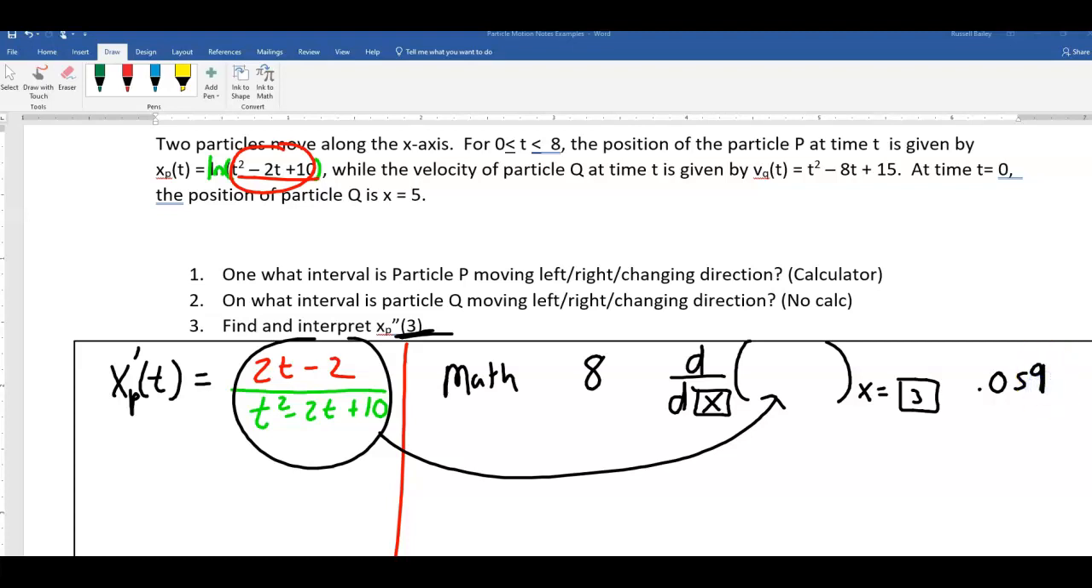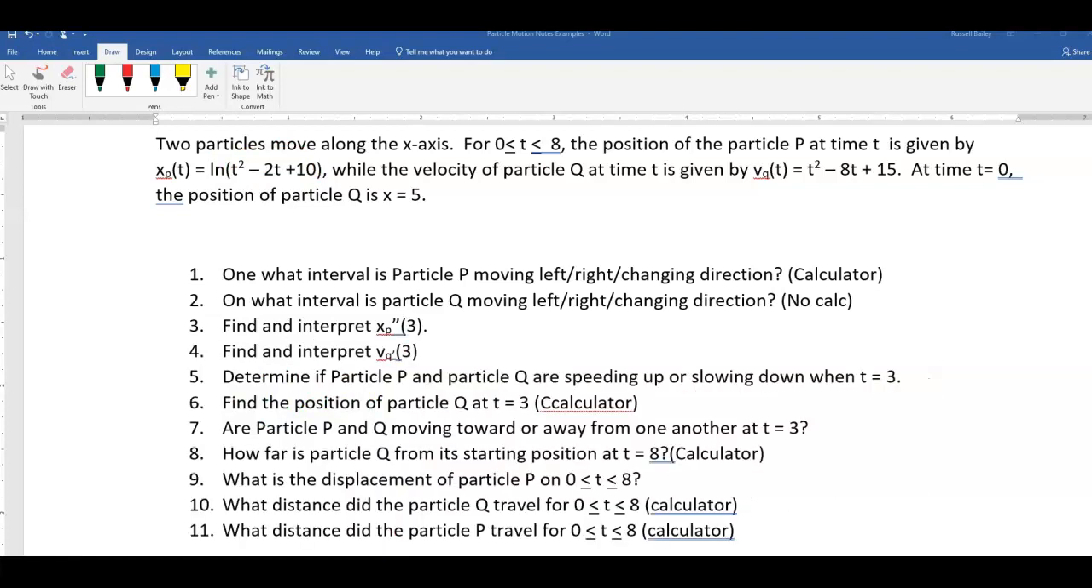Okay? And let's interpret that now. So t is the time. So we would say at t equals 3, the acceleration of particle p is 0.059. And I'm not going to include any units because they're not giving me any units. They're not saying whether this is measured in feet per second or what. So this is good enough for an interpretation. What really matters is you recognize that that is an acceleration. All right? So that's finding acceleration.